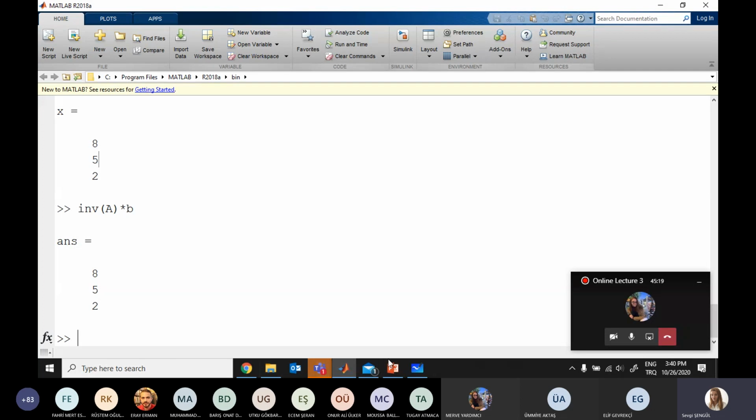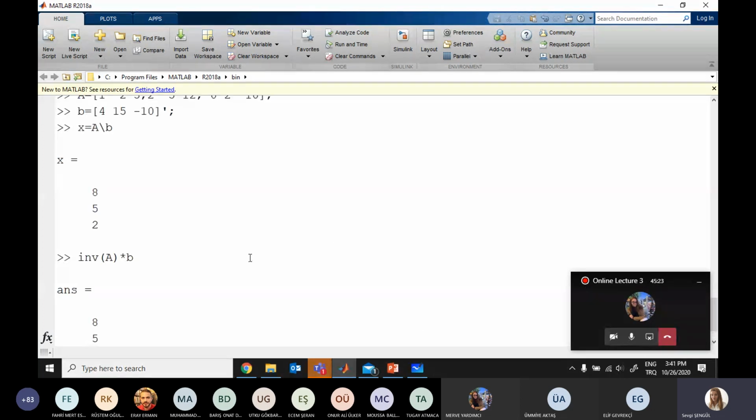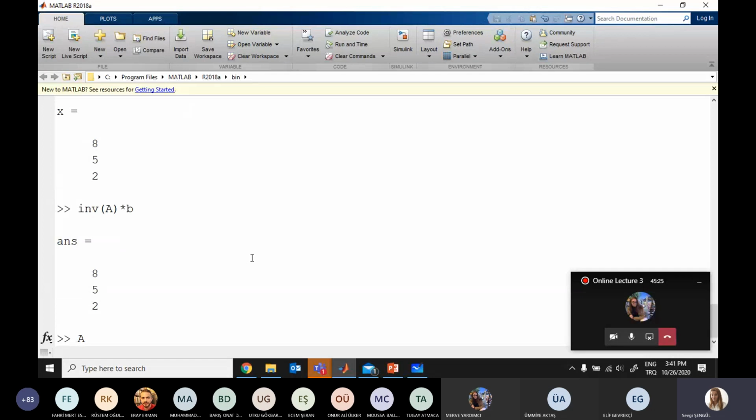Since we are looking for AX equals B, did I define it? Yes. A times X minus B, so that AX is equal to B. To see your error, you can check the difference between AX and B, because we are looking for them to be the same. Okay.